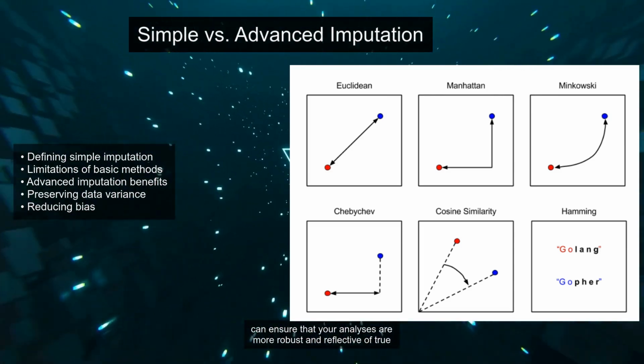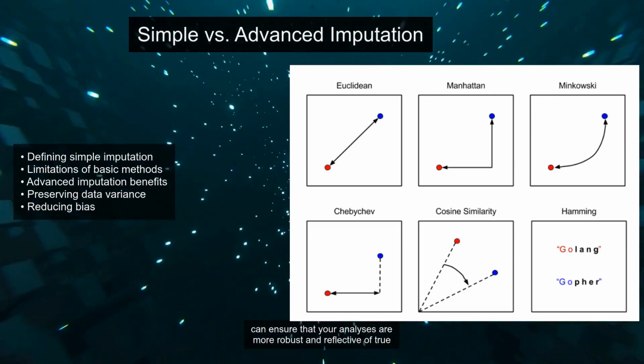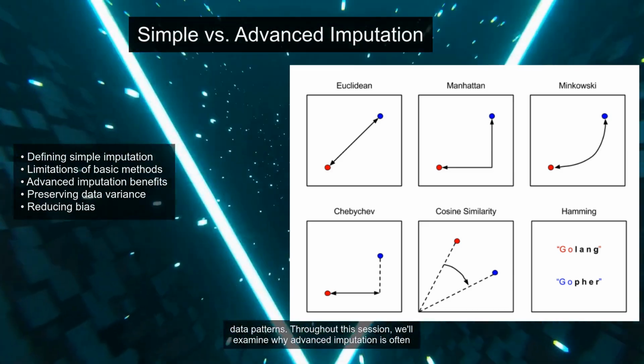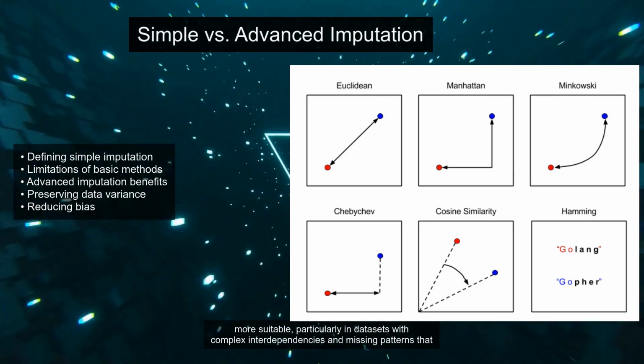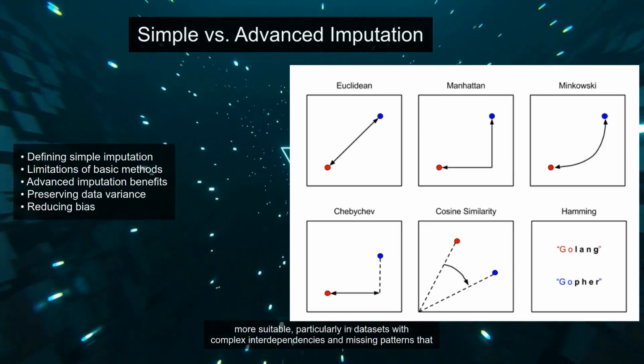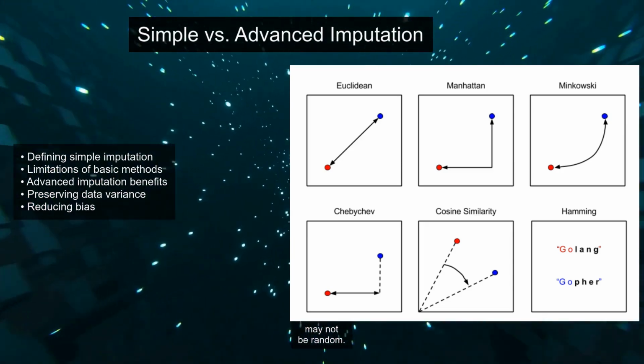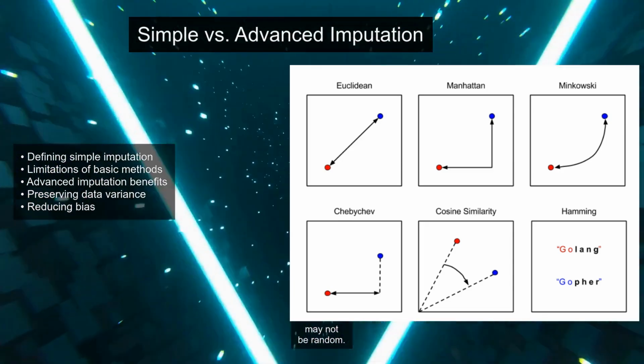By understanding and implementing these advanced techniques, you can ensure that your analyses are more robust and reflective of true data patterns. Throughout this session, we'll examine why advanced imputation is often more suitable, particularly in datasets with complex interdependencies and missing patterns that may not be random.